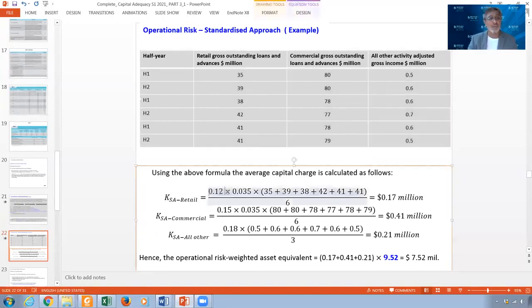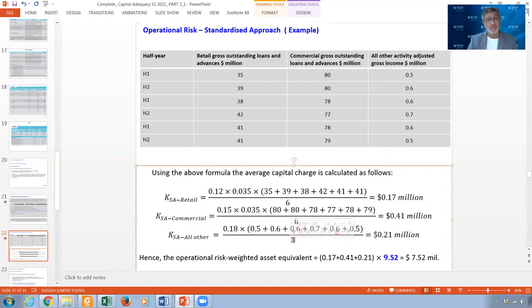All I have to do now, the 12, the 15, the 18, we know that. This is given 3.5, 3.5, and then you have to add those ones, the values for, which is this one actually. You put it here. Same thing you do for the commercial banking. Now, for the other businesses, you have to multiply 18, and then you don't have to multiply by this 3.5. You just bring all those assets and you divide by 3.